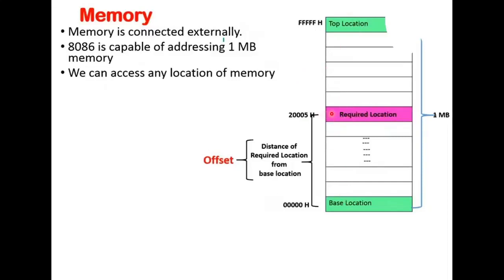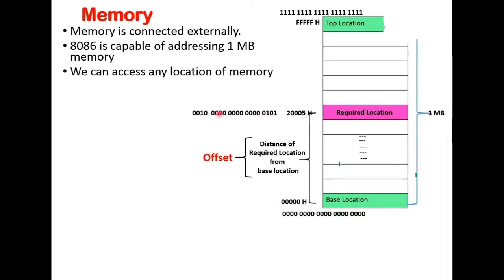That required location's address is 20005, and remember this is a hexadecimal value, and if you convert this into binary you will get 20 bits. So this is a 20-bit address, a 20-bit physical address. Your processor will be able to address 20 bits actually. It can generate 20 bits, as I told you. BIU can generate a 20-bit physical address. That 20-bit physical address is this only.